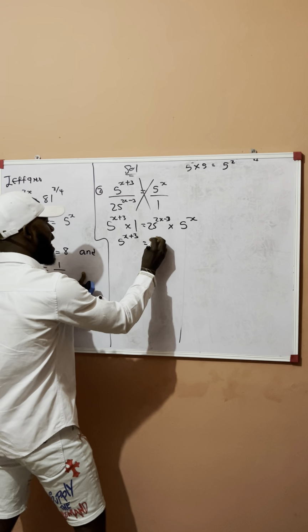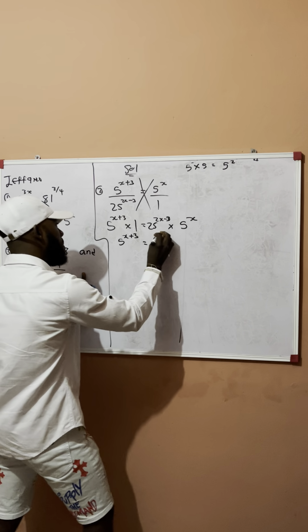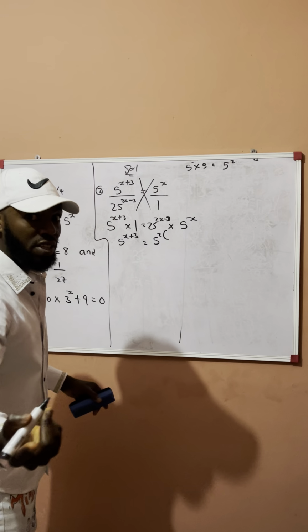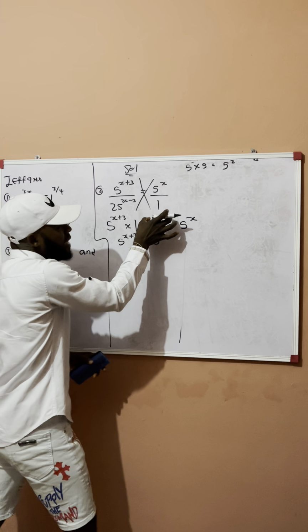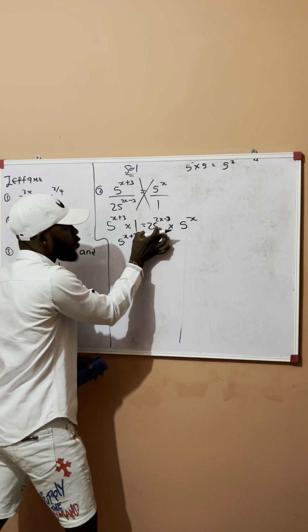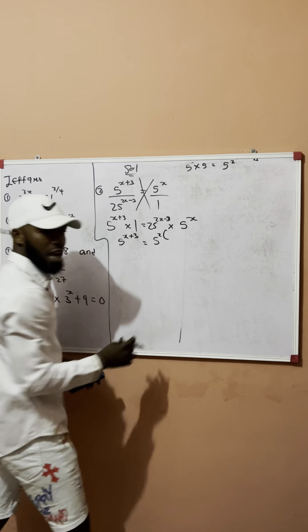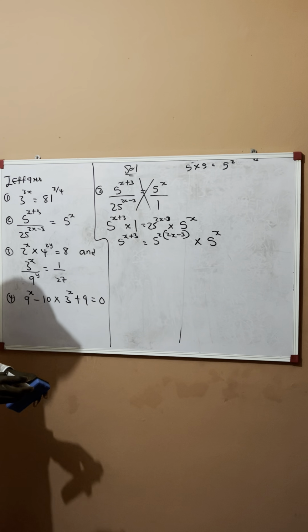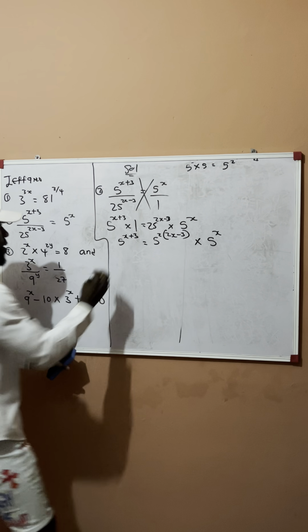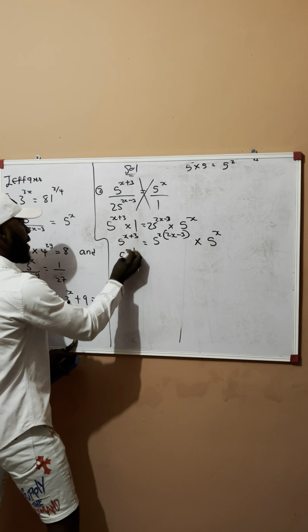So here becomes 5 raised to the power of 2 bracket. Now you remember bracket means times. Now what are we timesing now? The original power that 25 was carrying, which is 2x minus 3. Now times, what do I have here? 5 raised to the power of x. Now without wasting time, I have this 5 raised to the power of x plus 3 is equal to 5.